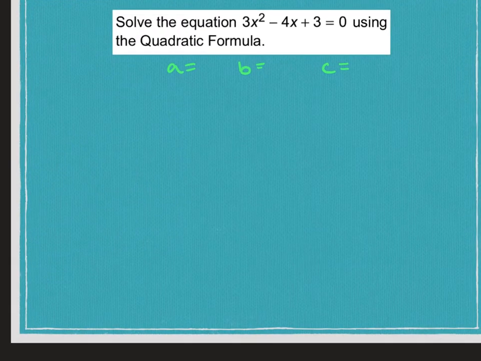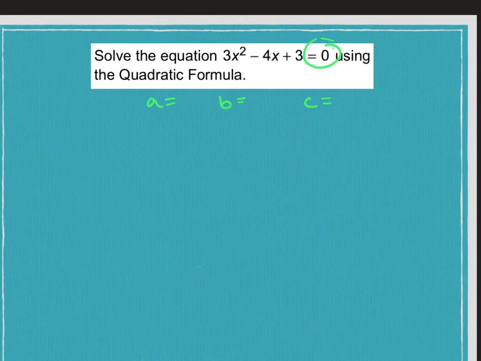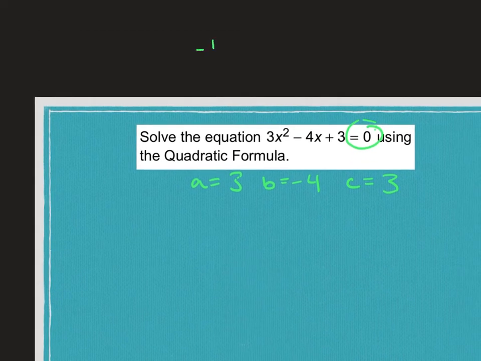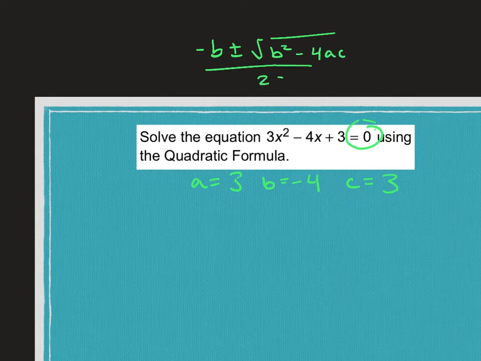We have equal to 0, so we can go ahead and solve. So what's our a? 3. What's our b? -4. What's our c? 3. So we plug it into our formula. Our formula is, again, negative b plus or minus square root of b squared minus 4ac over 2a. So let's plug it all in. We have a negative, -4, plus or minus the square root of b squared, so -4 squared minus 4 times a, which is 3, times c, which is 3, over 2 times a, which is 3.